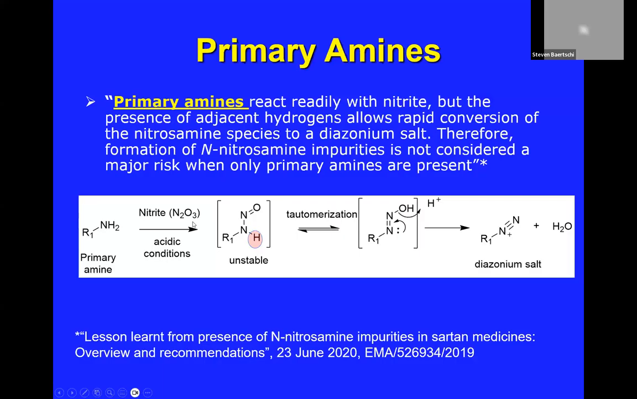So when you react the primary amine with a nitrosating reagent, it rapidly forms an N-nitroso compound, which, because of the presence of this hydrogen, this proton on the nitrogen, can tautomerize, which then facilitates the leaving of water and forming of a diazonium salt. And that diazonium salt will react quickly with the water and break down. So you don't have a lingering N-nitroso compound, and that makes the concern for N-nitroso compounds irrelevant. You don't have to worry about primary amines because of that rapid decomposition to diazonium salts.